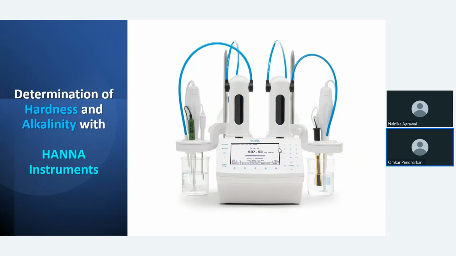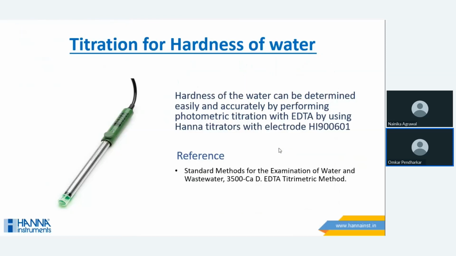So there are different types of methods available which can be used for the determination of hardness, such as photometry. Some reagent test kits are available for the determination of these parameters, and titration is the more accurate and reliable analysis method for the determination of these two parameters. So we will see the instruments which can be used for the determination.